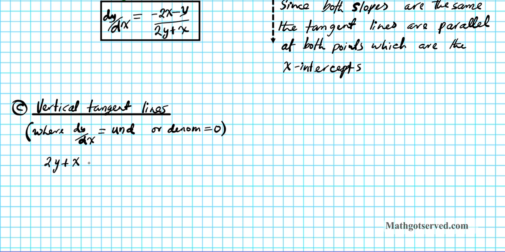So the denominator is 2y plus x. We set it equal to 0. Okay? So let's solve this for x. If I solve this for x, subtract 2y from both sides, you have x equals -2y. All right, so that gives the relationship of the point where you have vertical tangent lines. Okay, so let's use this to find the points.